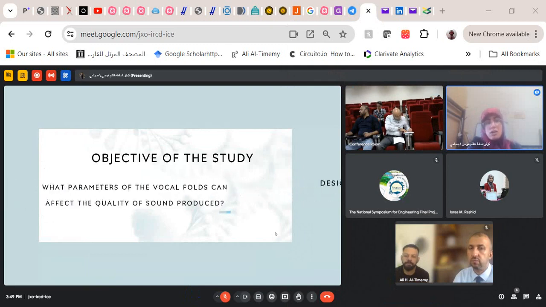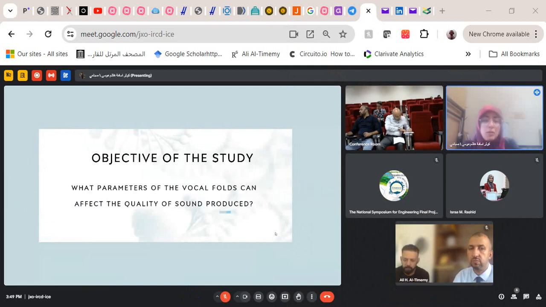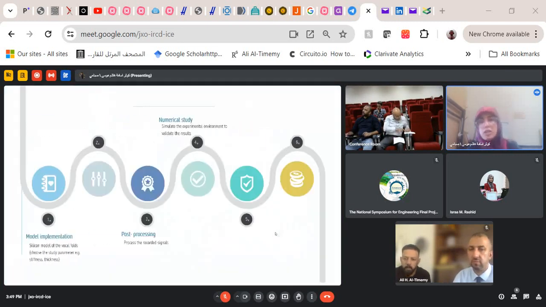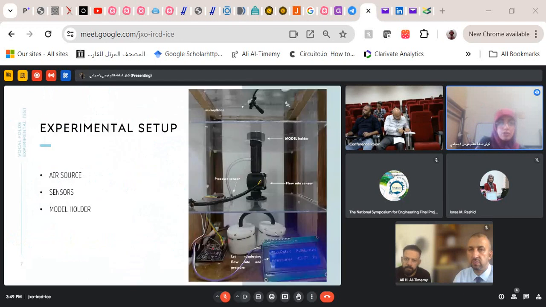So the question to be answered in my research is what parameters of the vocal fold can affect the quality of the voice produced. Those parameters include geometrical parameters like thickness, length, etc., or material parameters like stiffness or elasticity. So the methodology followed to answer this question is as follows.